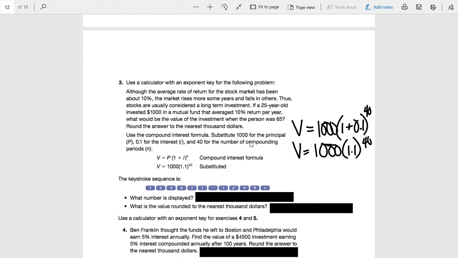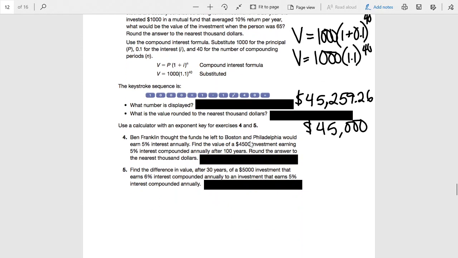But when we plug that in, we get a number that is $45,259, and rounded to the nearest penny, 26 cents. So quite a bit of money after those 40 years just by putting in $1,000. It has multiplied by 45 times. That's pretty huge. If we were to round this to the nearest $1,000, we would be about at $45,000.